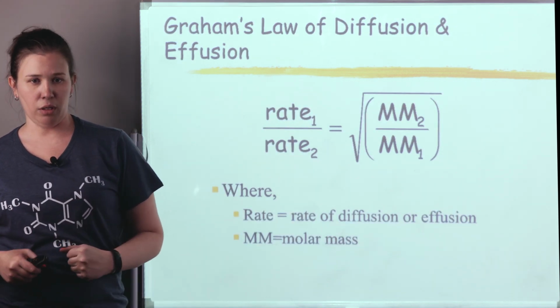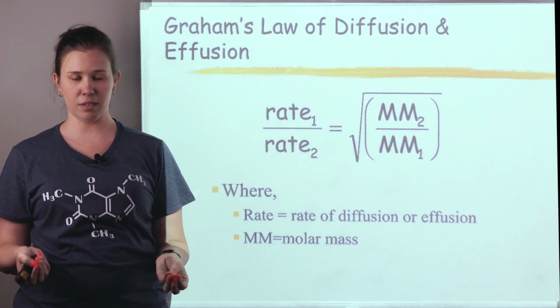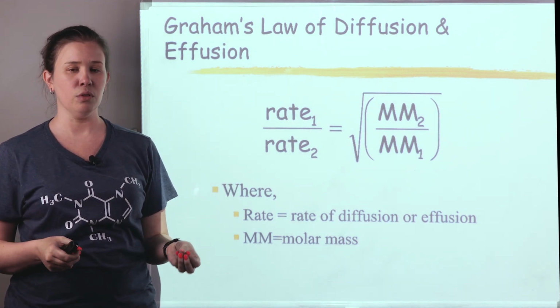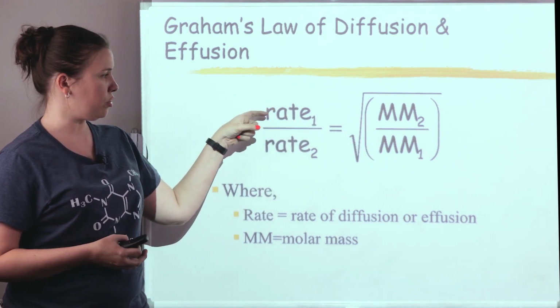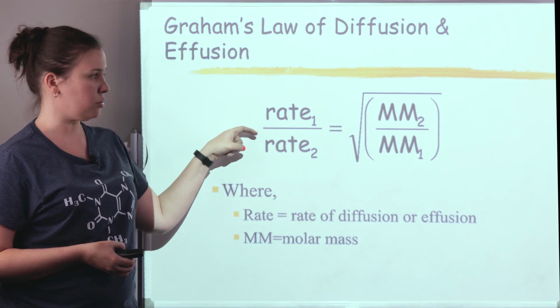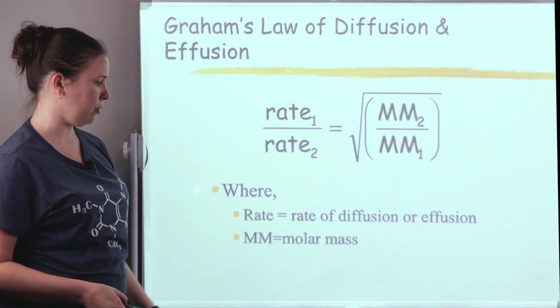Okay, so here's the formula. The rate of the first substance compared to the rate of the second substance is equal to the square root of their molar masses, but inversed. Notice if I'm looking for the rate of rate 1 as it compares to 2, I put the molar mass of the second thing on top and the first thing on the bottom.